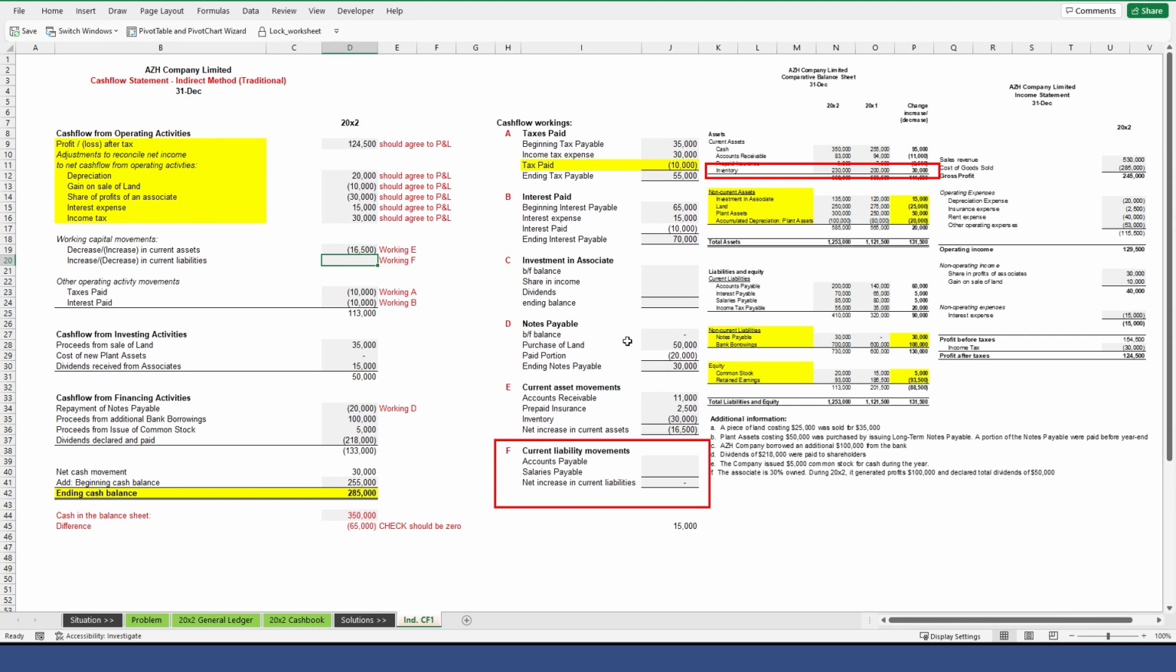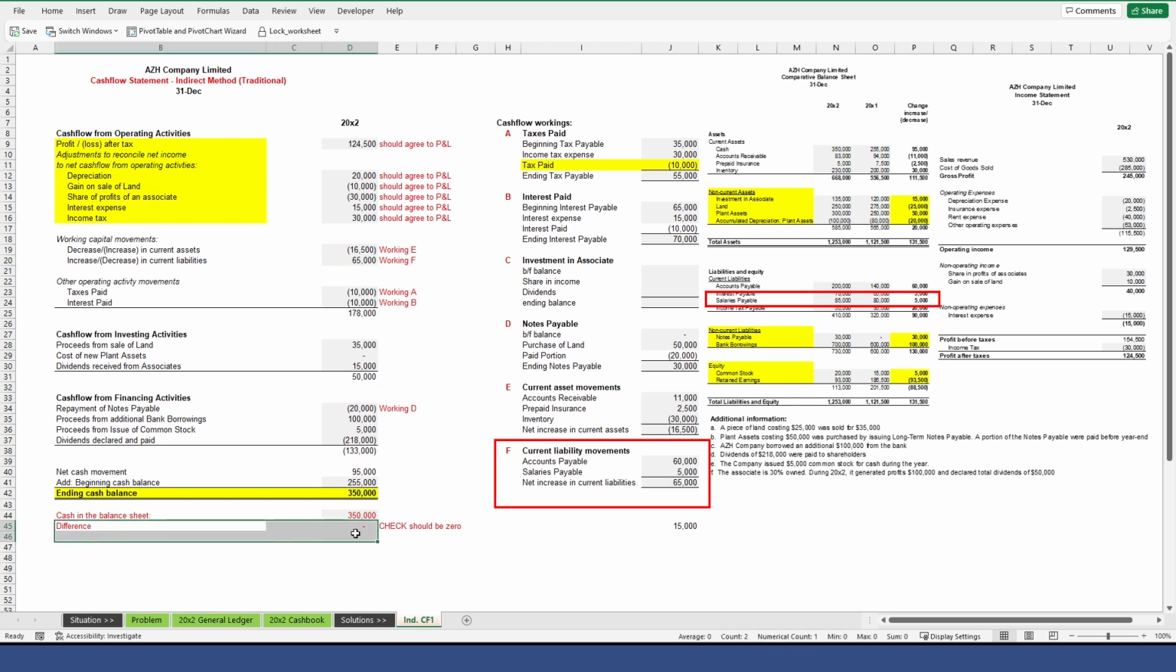Lastly, current liabilities. We see that the accounts payable increased by 60,000, which means that cash increased by 60,000. And lastly, salaries payable increased by 5,000. So we have a positive amount of 5,000. If we link this to the cash flows, we see that the check is 0, which means that most likely this is the actual cash flow that we already have, and this is final.